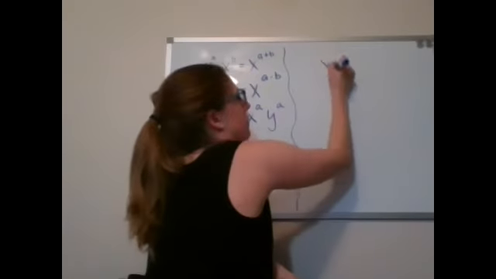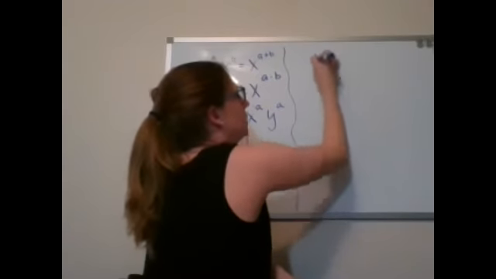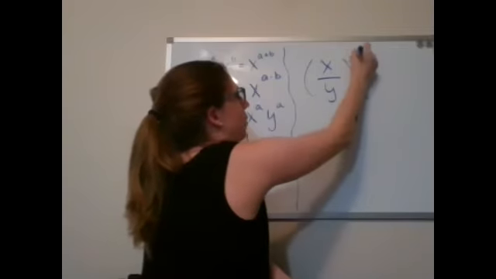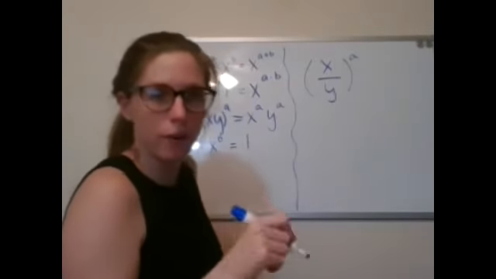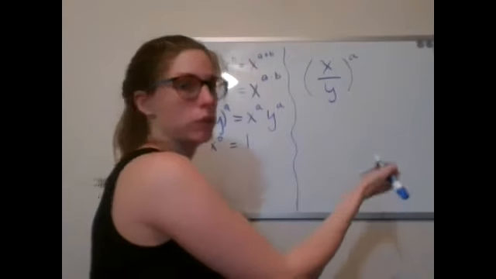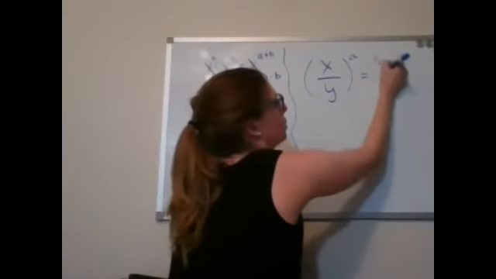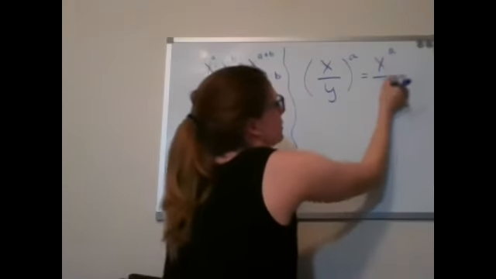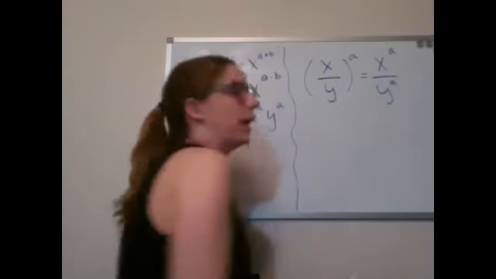So this one would say if you have something like x over y to a power, we'll call it a, because I've been using a for all my exponents. What we can do is distribute that into both the numerator and denominator. So this would be x to the a divided by y to the a, okay?